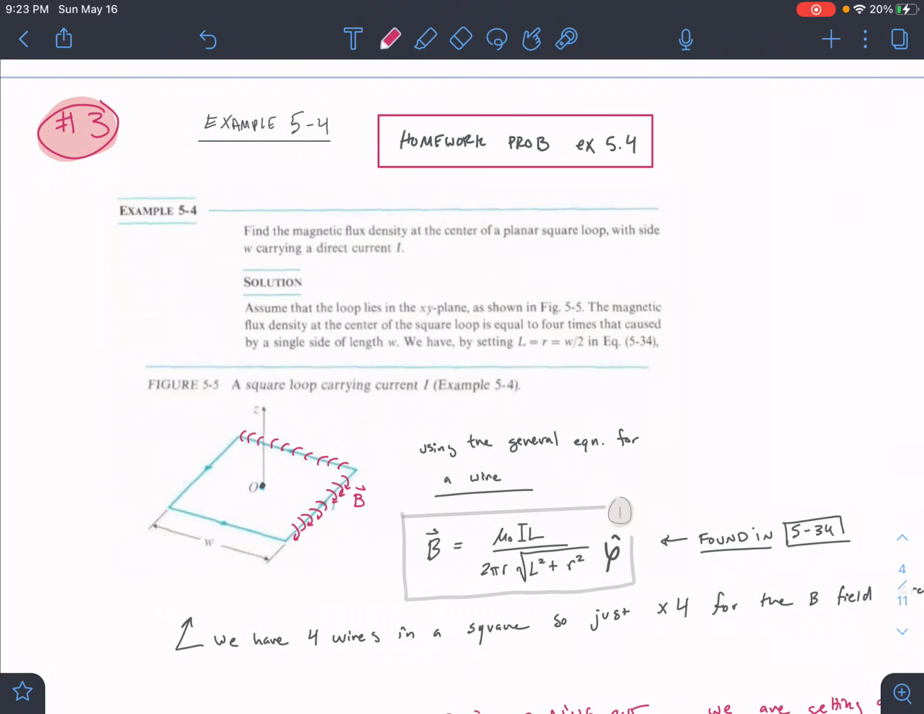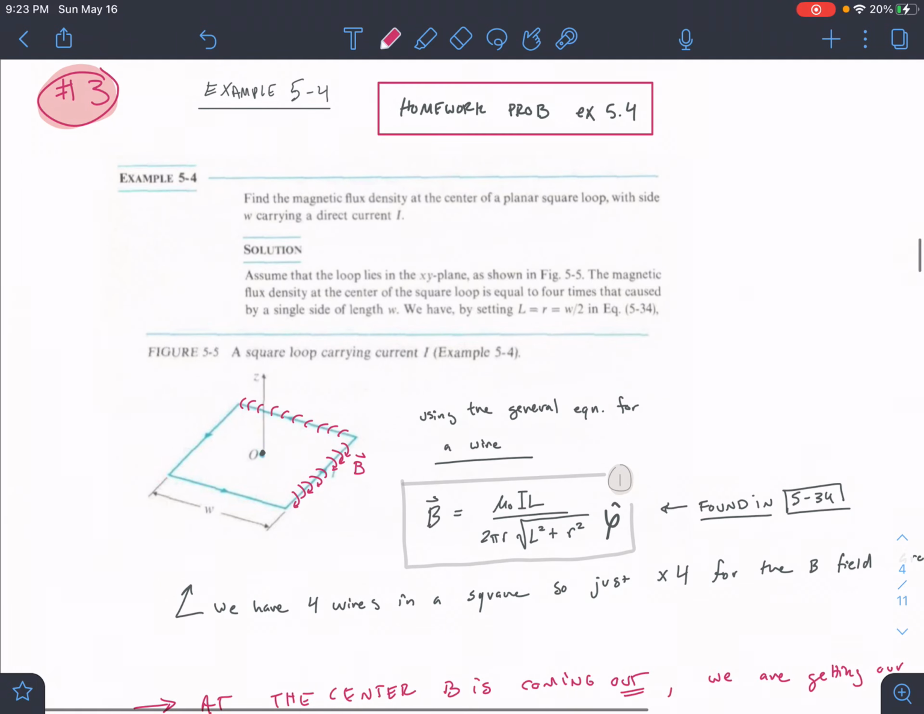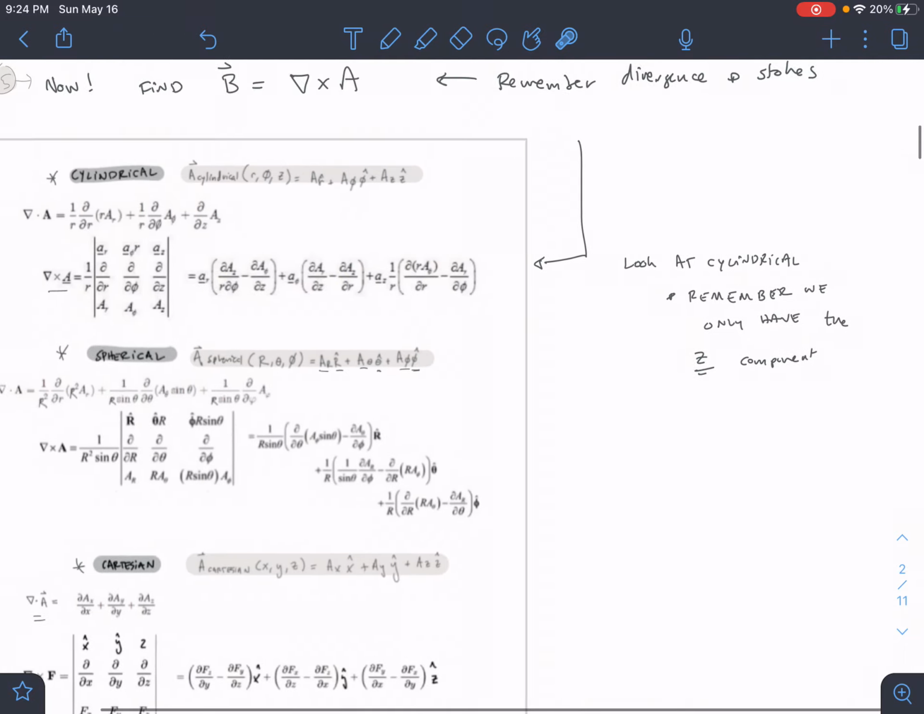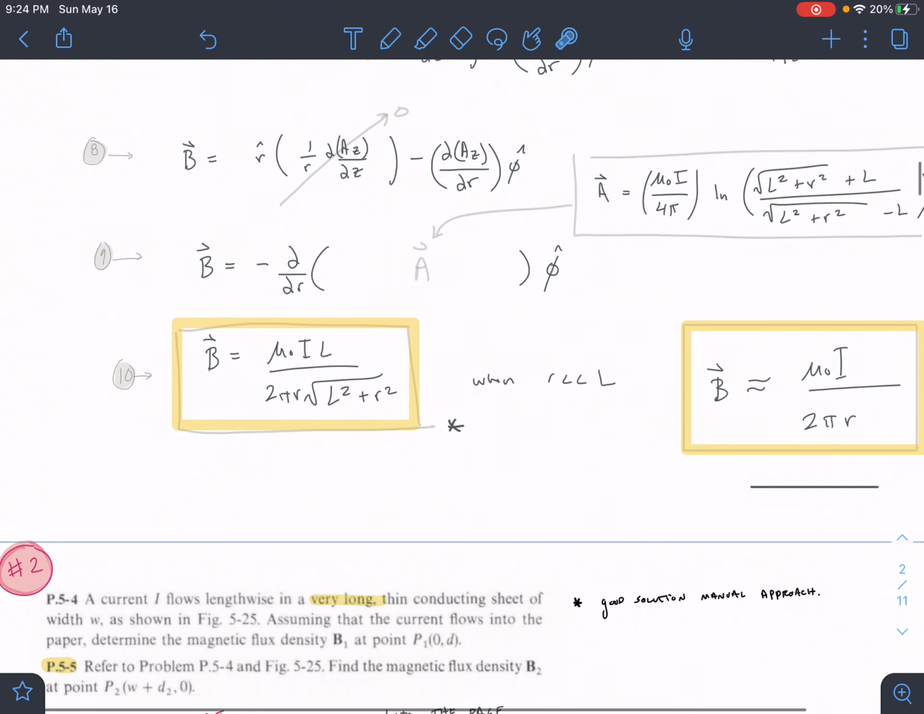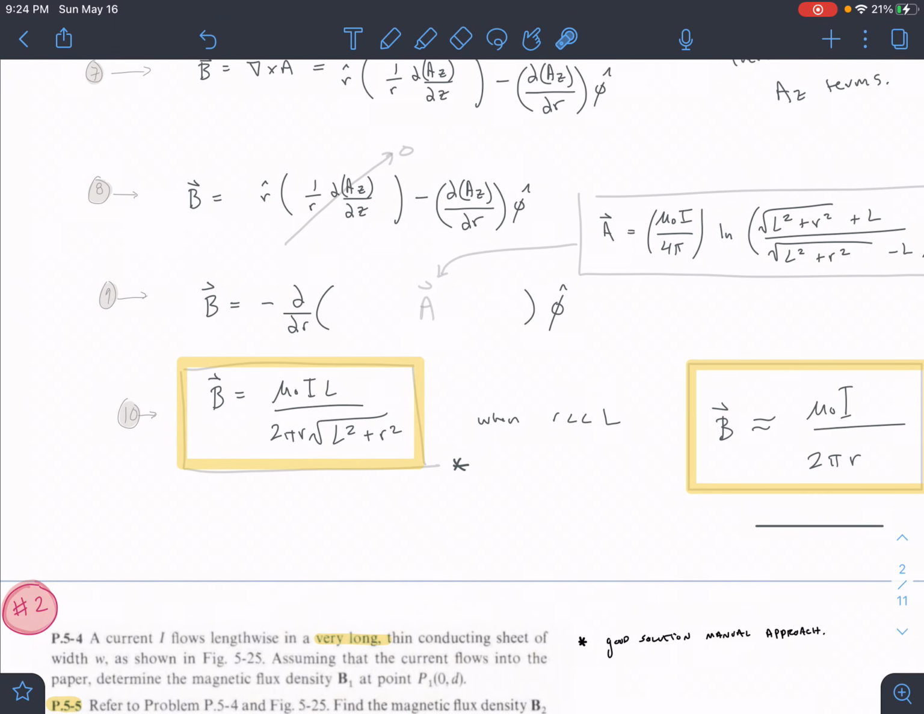Okay, so this one is another problem from the homework. This is number 3. In this problem, we are starting with the general equation for the B field due to a wire. So in this general equation for the B field due to a wire, we have a phi hat direction here. So moving around the wire, which is what we found for our first part here. If I scroll up to that first problem, when we did this, we found out that our resulting B field was in the phi hat direction.